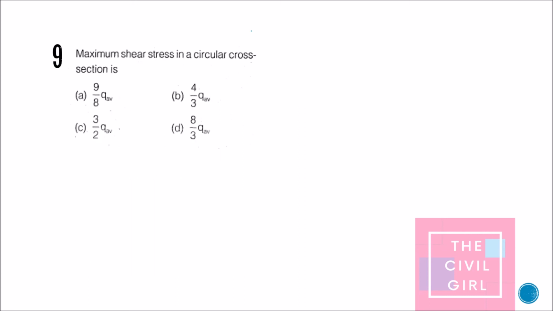Next question: the maximum shear stress in a circular cross section is what? We have already seen that for a circular cross section, tau max is equal to 1.33 times tau average. This is equal to 4 by 3. The answer is option B.